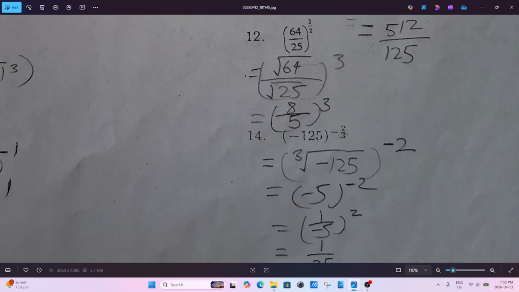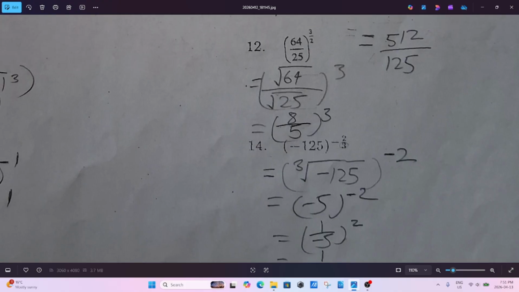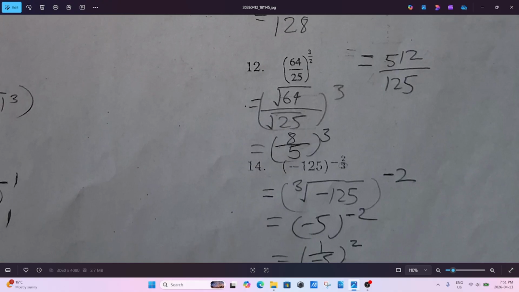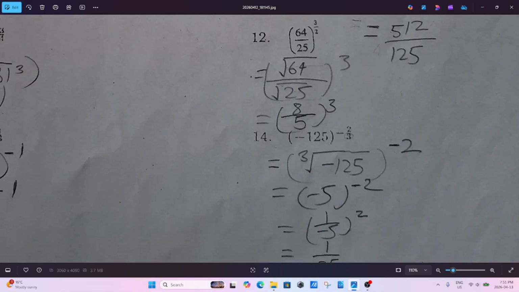Question 12. 64 divided by 25 to the exponent 3/2 is just the square root of 64 divided by the square root of 25, all cubed, which is 8 over 5 cubed, which is equal to 512 divided by 125.